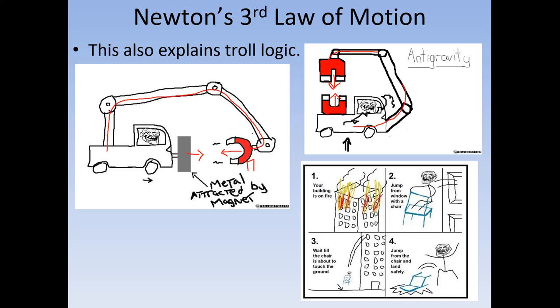In fact, that's actually how maglev trains work: having magnets on the ground that propel you forward in a similar way. But because the magnets are stationary or somewhat stationary, we end up having only one object experiencing a force. It's not something like this where it's connected to the object. So I just wanted to point this out.